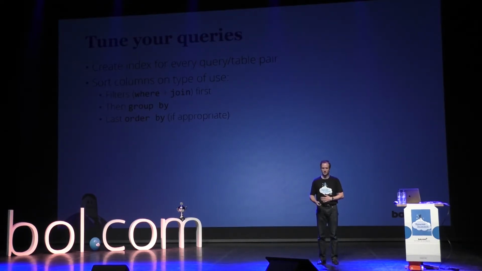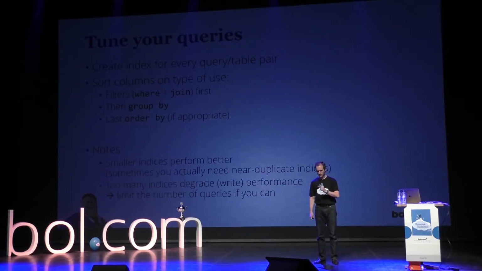Then, of course, group bys, because if you're doing stuff with data and you need to group it, then it's there. And the last part of an index, if appropriate, therefore if you have somewhat larger result sets, are columns to sort by. But still, you want to have smaller indexes where possible because they perform better. Usually an index is a B tree. That means there is a size for each block, and the more fits in there, the faster your index works. Also, if you have a huge amount of indexes, it will degrade write performance. So limit the number of queries if you can. That automatically drastically reduces the number of indexes.